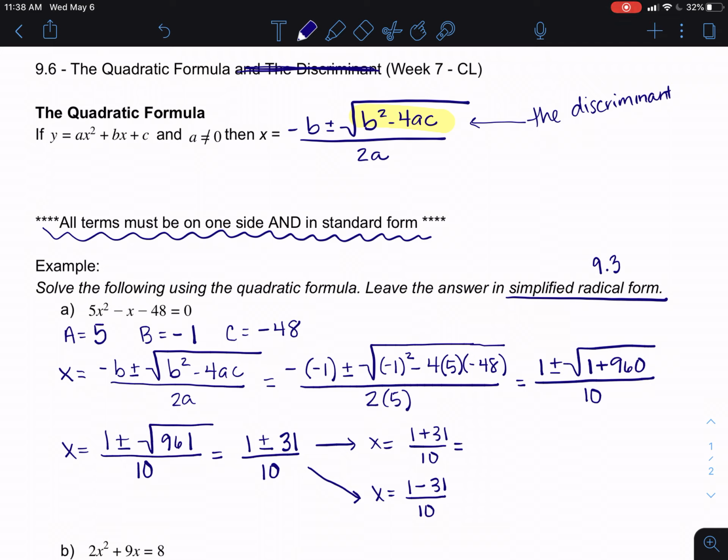So 1 plus 31 is 32 over 10, which can reduce. Both of those are even, so we can divide by 2. So we get 16 over 5. And then 1 minus 31 is negative 30, divided by 10 equals negative 3. So our solutions for x are 16/5 and negative 3.